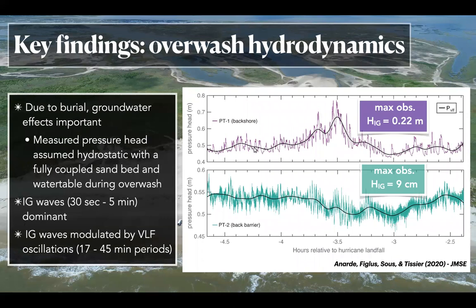They were the dominant forcing during this time. And these infragravity waves were modulated by very low frequency oscillations, which are shown in black. The largest infragravity waves were located on the crest of these very low frequency oscillations. And note that these infragravity waves are very small. The maximum peak to trough wave height was only 22 centimeters, which is smaller than infragravity waves observed elsewhere in the world. And in the back barrier, the maximum wave height was 9 centimeters.